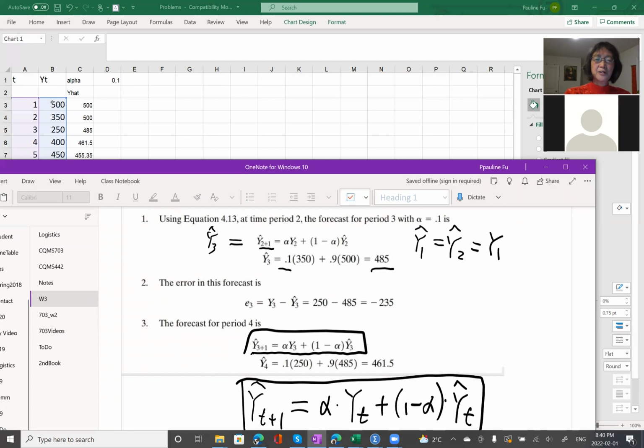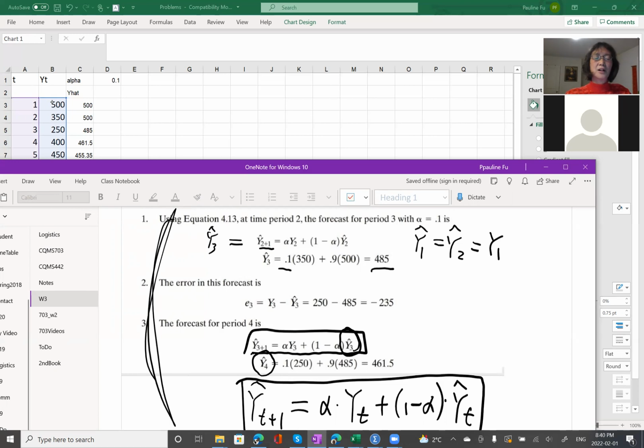Once you get this 485, that is the forecast for Y3. You plug it in here, we need this Y3 hat, and you get the forecast for Y4 hat. So you keep on going. That is the formula, and you can do the calculation by hand. It is all here, I explained it.